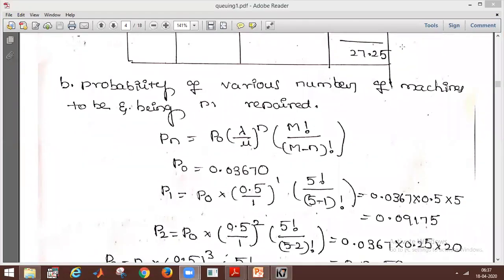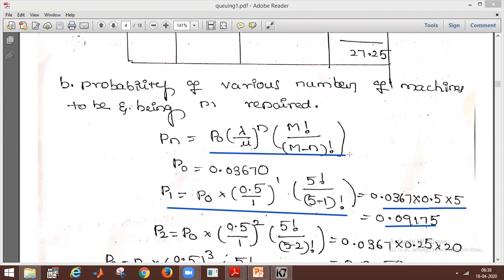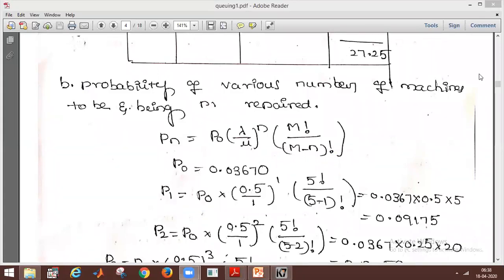Substitute n is equal to 1. So n is equal to 1 means we will get this solution. P naught is 0.03667 and this is 0.5, and this one we have to calculate. The total value is like this. In the same manner, P2: substitute n is equal to 2 in this equation, and we will get some resultant. In the same manner we have to calculate up to P5.